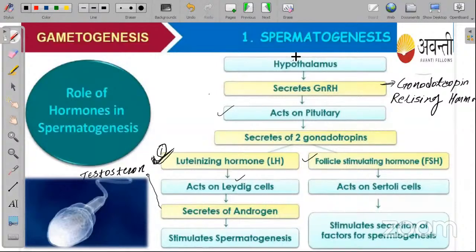About inhibition, the next pathway: the pituitary secretes the follicle stimulating hormone, that is FSH, and it acts on Sertoli cell. This Sertoli cell is responsible for the development of testosterone. How is it responsible? Actually, it secretes two types of hormone: one is ABP, and one is inhibin.